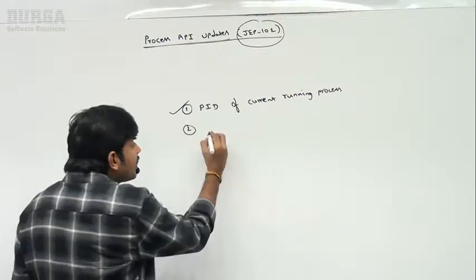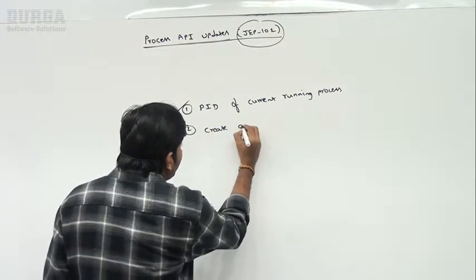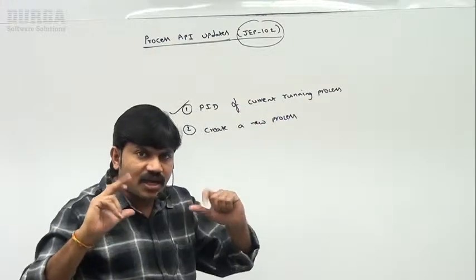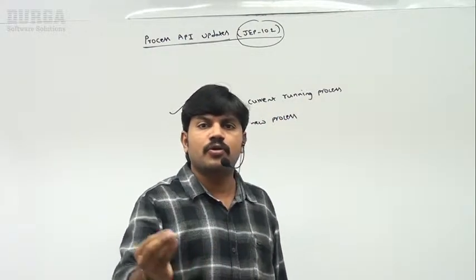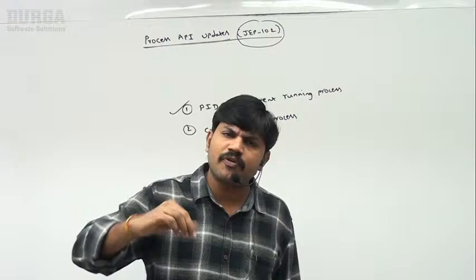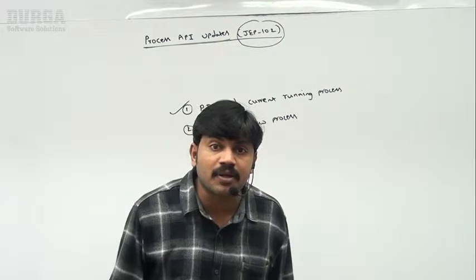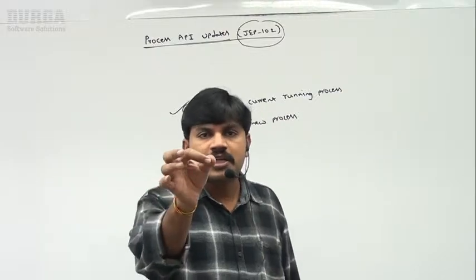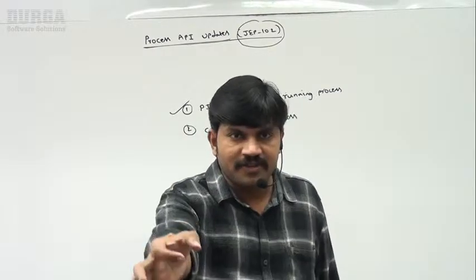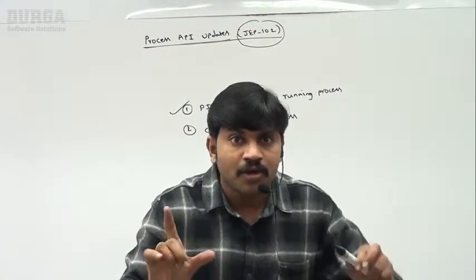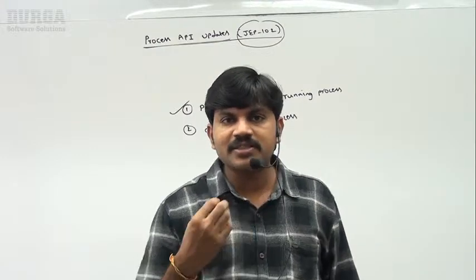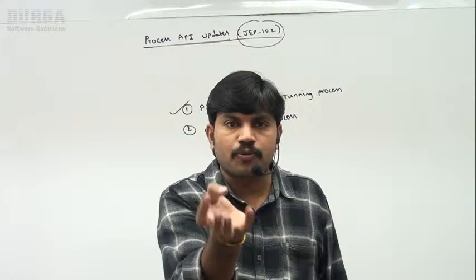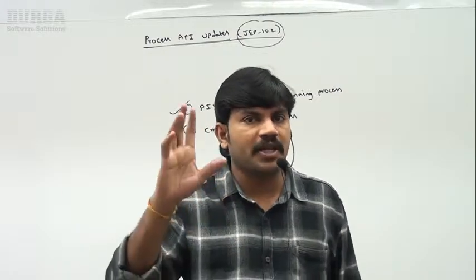Next, we can create a new process from a Java program. If you want, you can open Notepad. You can perform that activity from the Java program because of the Process API updates. Sir, can you please open the abc.txt file from a Java program? If I run the Java program, automatically this program is responsible for creating a process which is responsible for opening the abc.txt file.